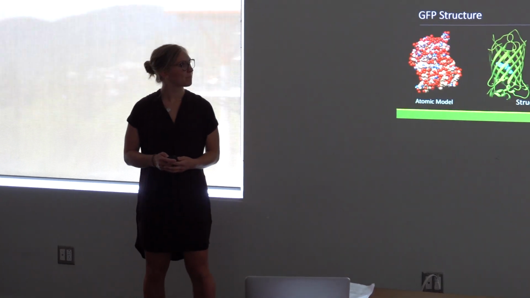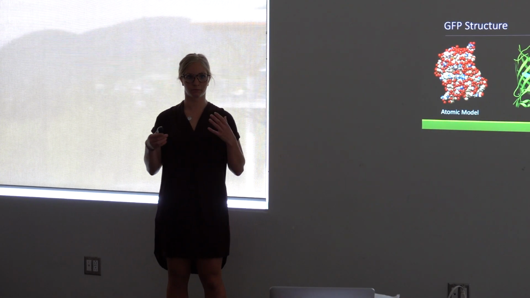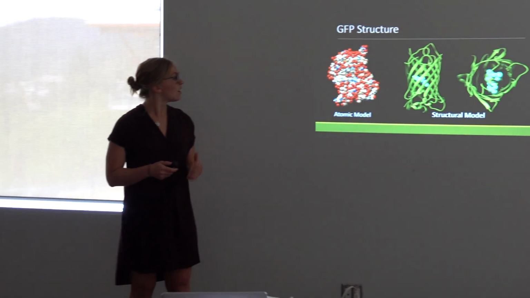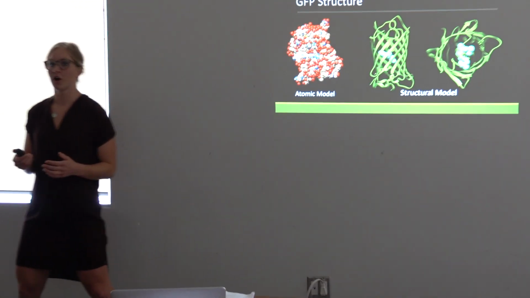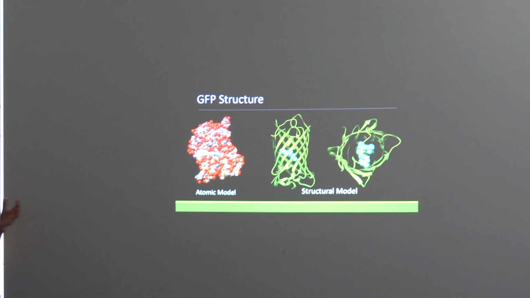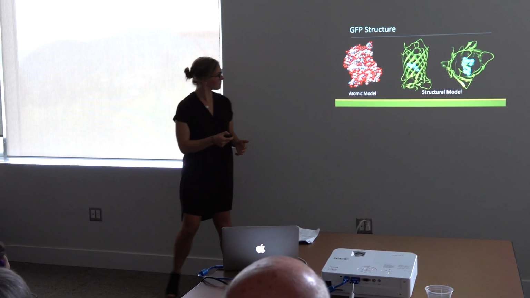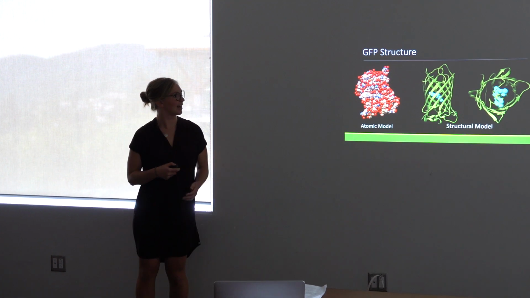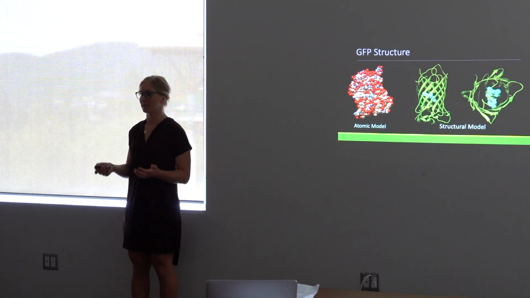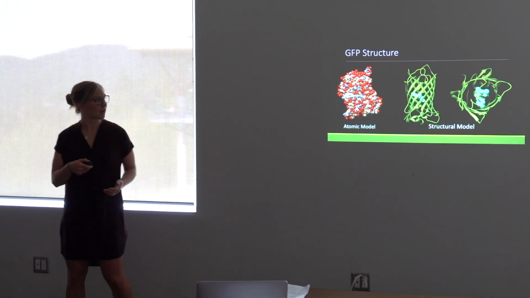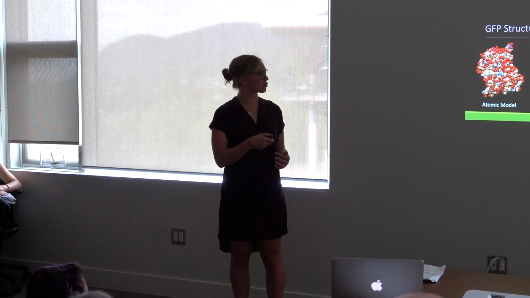If we look at a more molecular model of the protein, on the left, I have an atomic representation of the protein. So this is showing where all of the atoms in the protein are. Essentially what I want to show you here is that GFP is essentially a cylindrical blob. On the right is a more structural model.